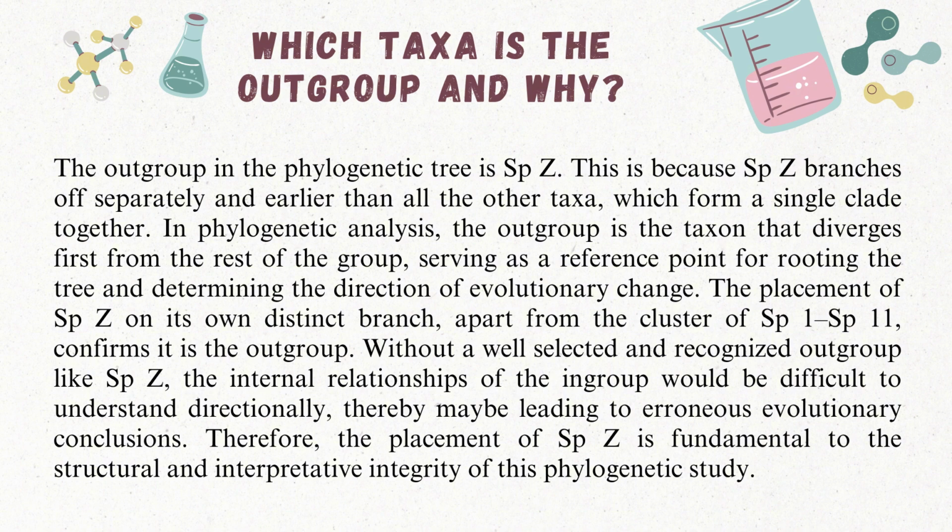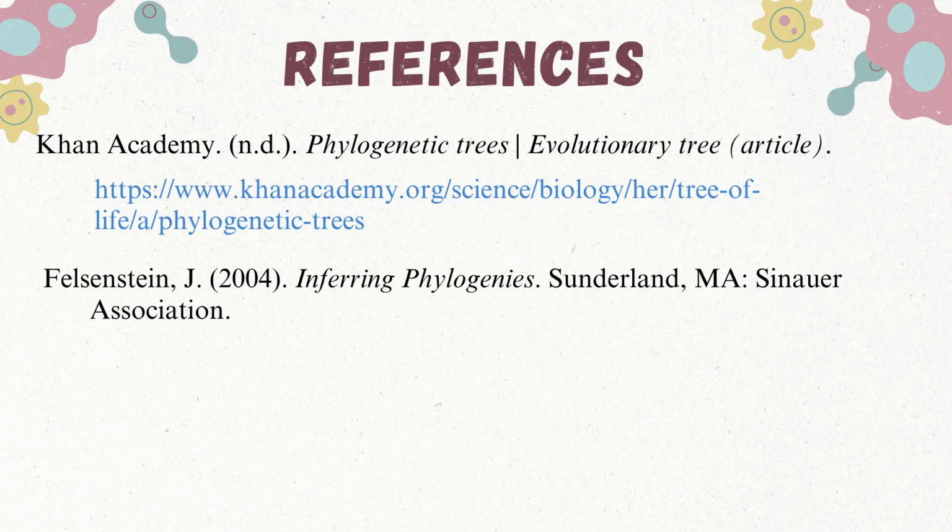The placement of species Z on its own distinct branch, apart from the cluster of species 1 until species 11, confirms it is the outgroup. Without a well-selected and recognized outgroup like species Z, the internal relationships of the in-group will be difficult to understand directionally, thereby leading to erroneous evolutionary conclusions. Therefore, the placement of species Z is fundamental to the structural and interpretive integrity of this phylogenetic study. And that's all.